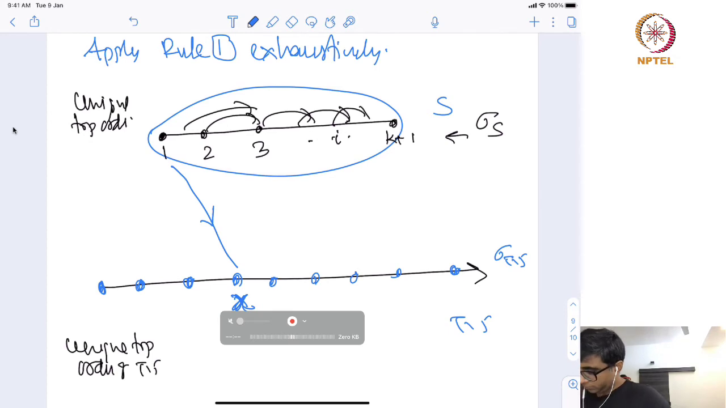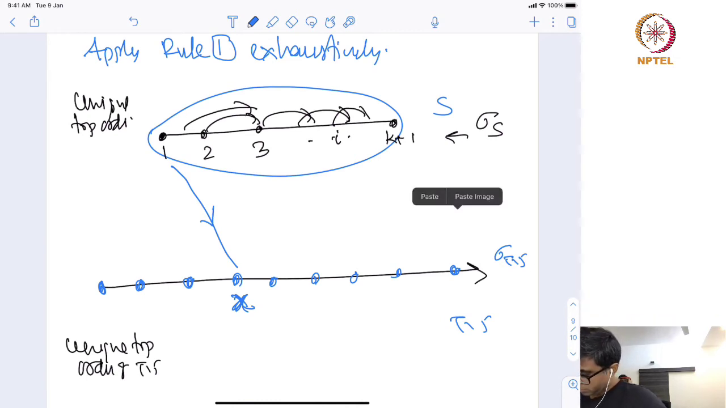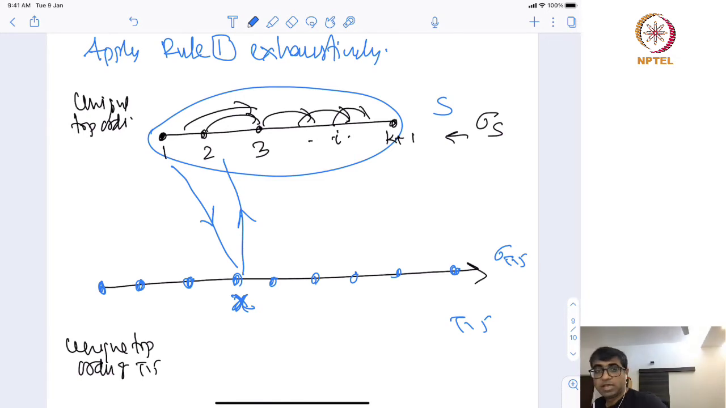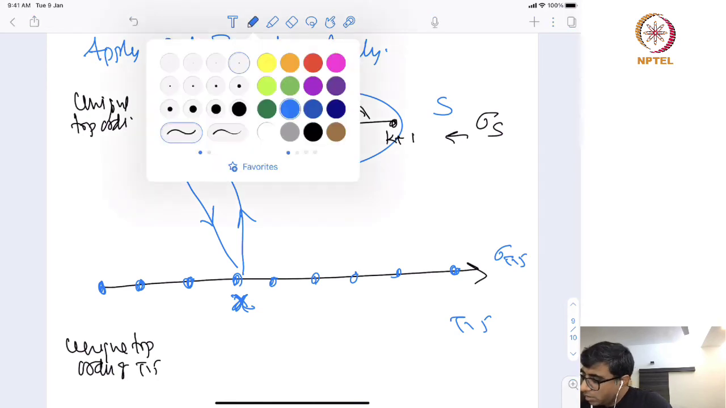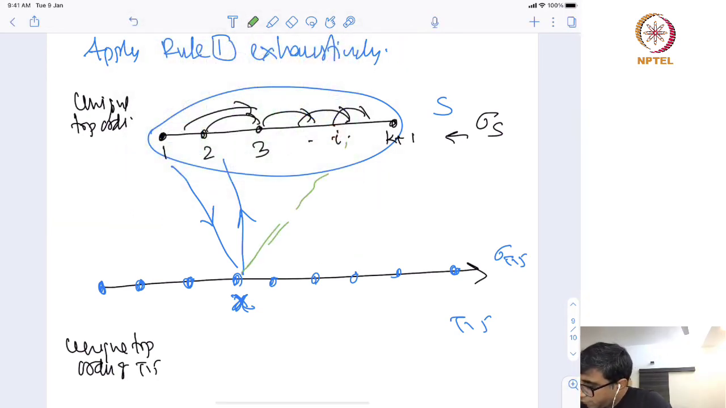So suppose it went from 1 to x. Then I claim to you that, look at 2, suppose there is an arc from x to 2. Then you cannot have any other vertex from 3 to k plus 1 with an arc of this nature. This cannot happen because otherwise x, 2 and that vertex will form a triangle.